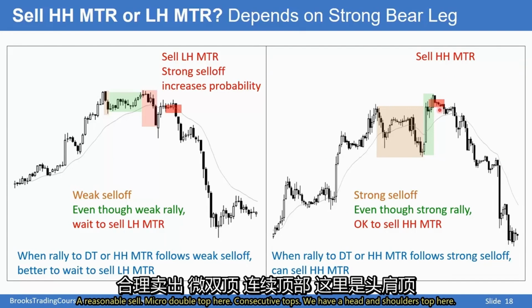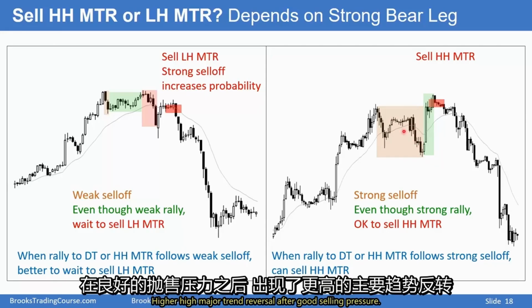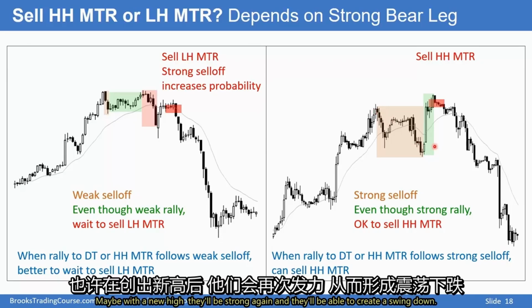A reasonable sell, micro double top here, consecutive tops. We have a head and shoulders top here, and now we're topping out again. Higher high major trend reversal after good selling pressure. The bears were strong here. Maybe with a new high, they'll be strong again, and they'll be able to create a swing down.